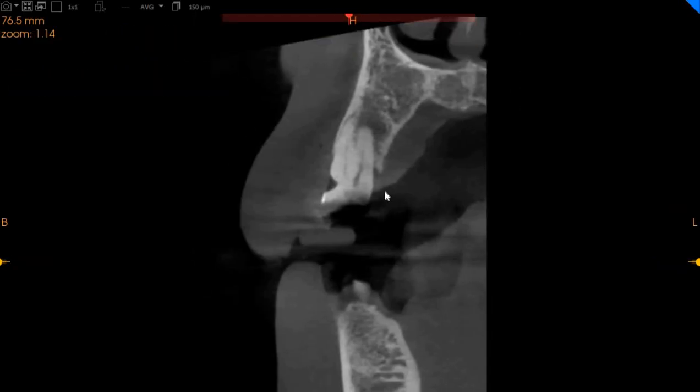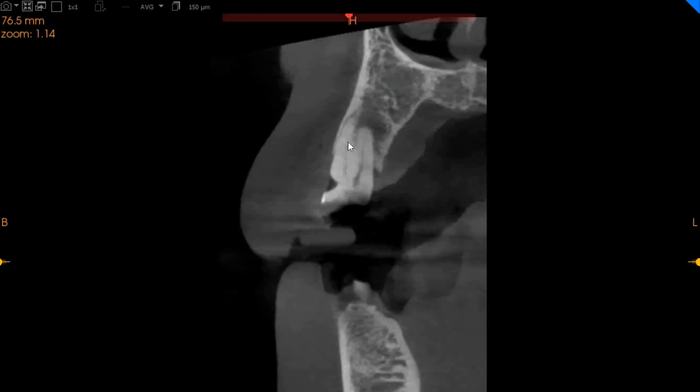Starting with the upper right 4, you can see we've got a class 5 lesion, a grossly carious tooth, and we've got two canals present. If this tooth is to be extracted, we've got an approximate 11 millimeters of ridge width with a very healthy 21 millimeters of bone, D3 quality bone, and an immediate implant can be placed.